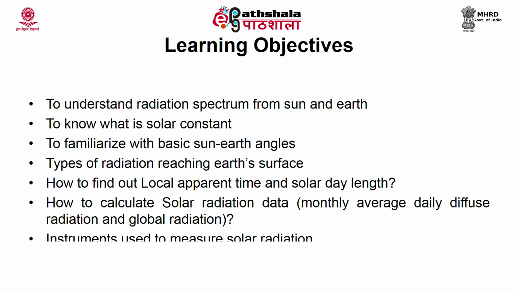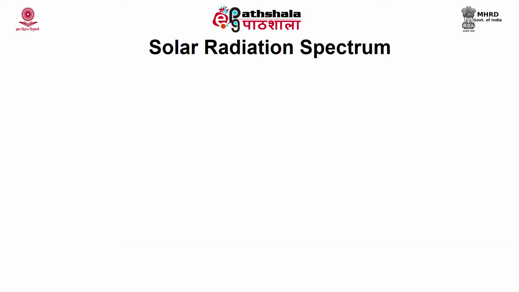We will also discuss different measurements, how to measure this radiation, and what is the need of this solar radiation data. We will also see the types of radiation, mainly the beam radiation or direct radiation and the diffuse radiation. Let's start with the radiation spectrum from sun and earth.